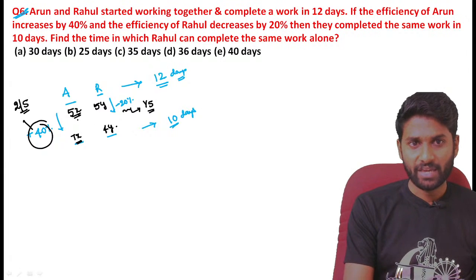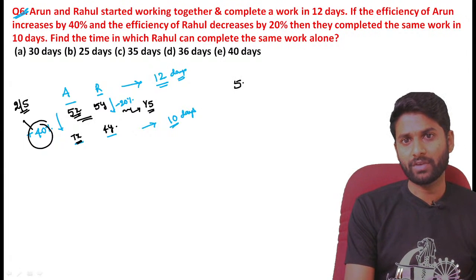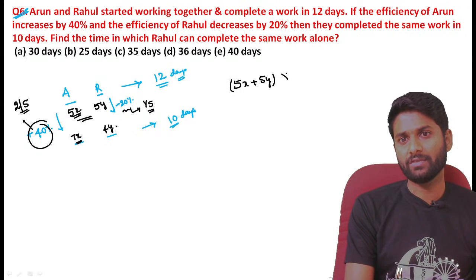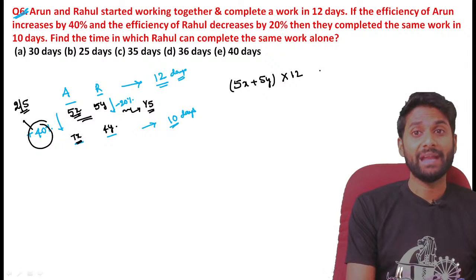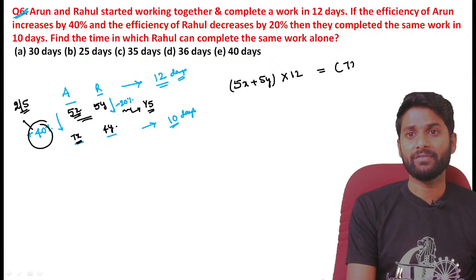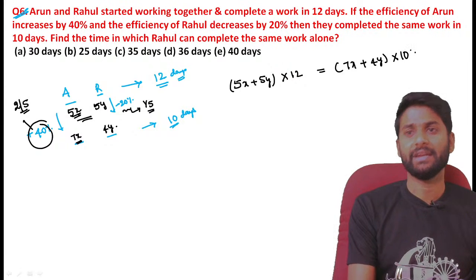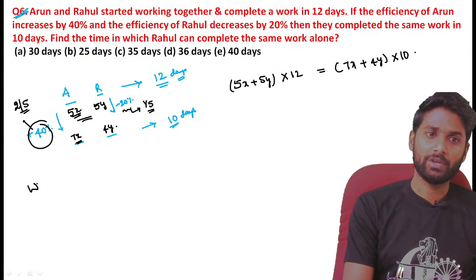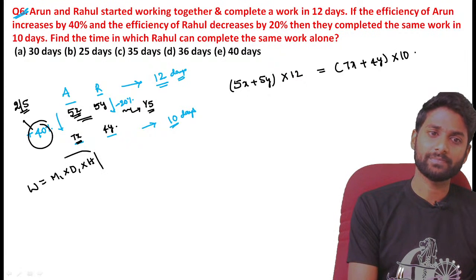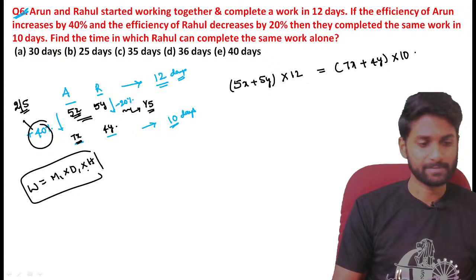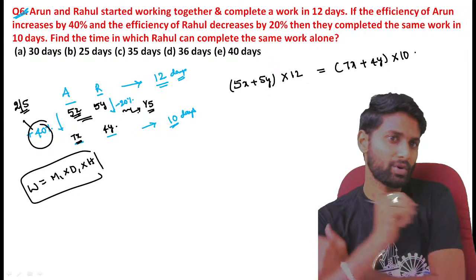Now see guys, if both are working together, that means 5x plus 5y, working together, the work is completed in 12 days. And the same work, if they are performing with 7x plus 4y, the work is completed in 10 days. Why? Because the work value completely depends on the number of men, number of days, and number of hours. Work depends on all these parameters. So we need to understand these important points.